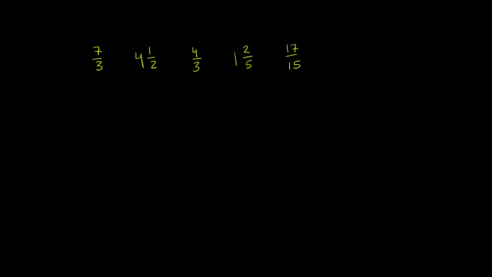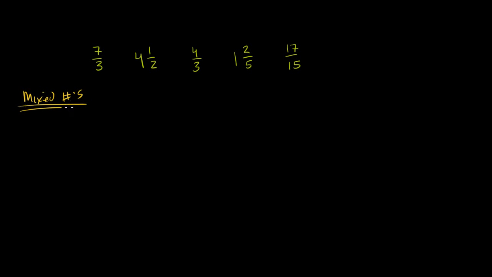Let's order these improper fractions and mixed numbers from least to greatest. There are two ways to do it. You could put them all as mixed numbers, or you could put them all as improper fractions. Let's try it as mixed numbers first and see what happens, and then we could also try improper fractions.